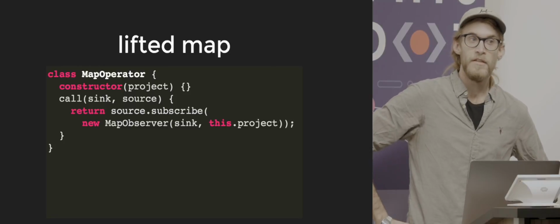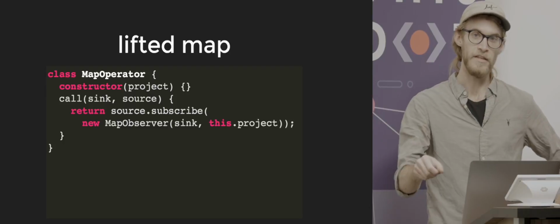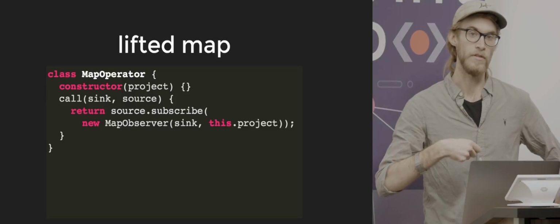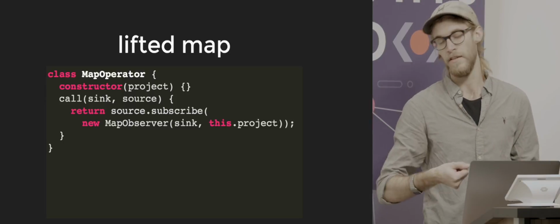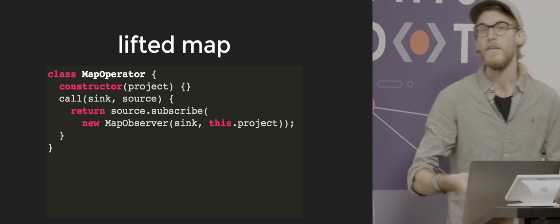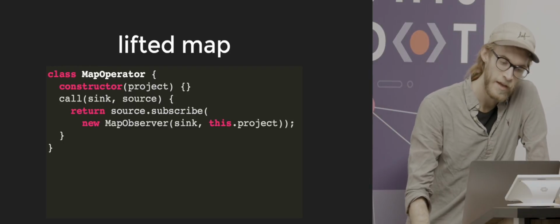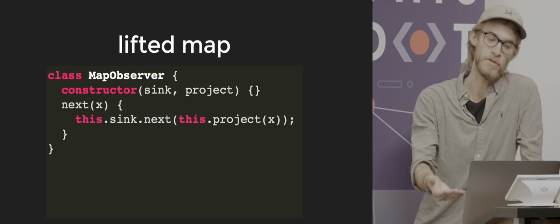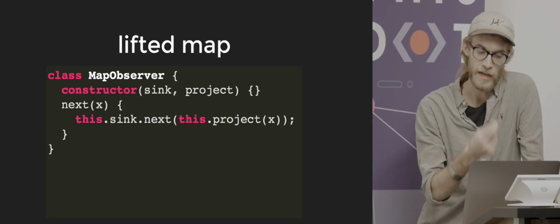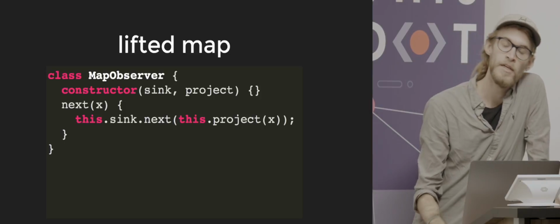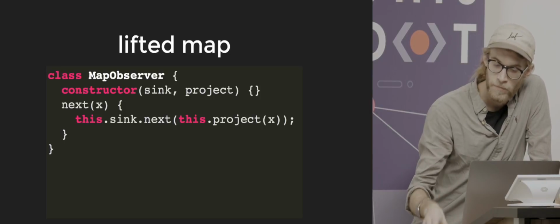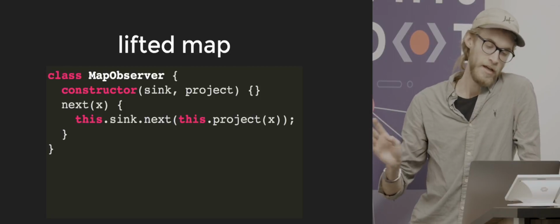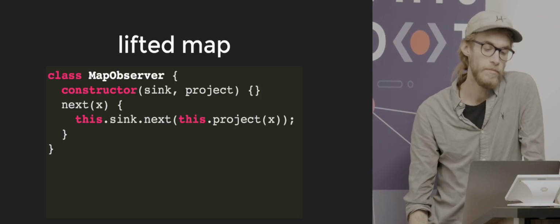So when this call method is called, it's passed the destination observer and the source to subscribe to, and then it's supposed to subscribe to the source with the specific observer type. In this case, a map observer. And so here's the map observer that gets created whenever you subscribe to a mapped observable. As you can see inside, it has a constructor for the destination and the project function, and then when it gets next values, it just passes on the projected value.